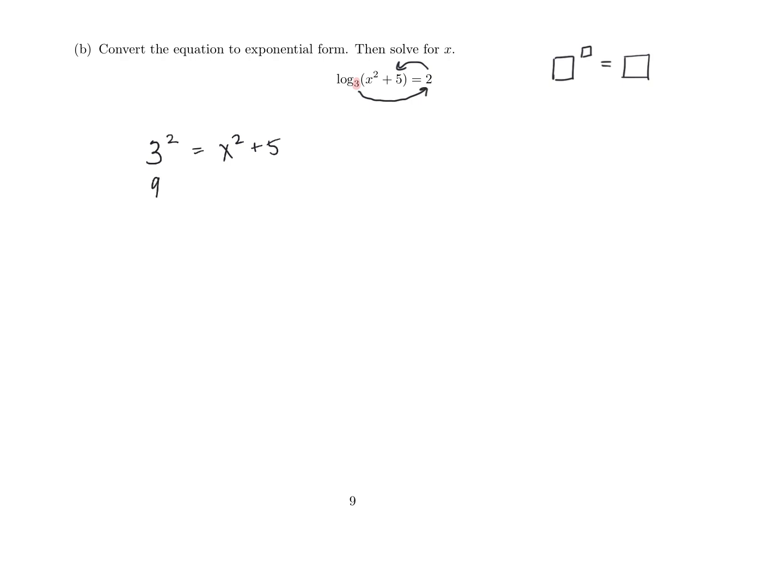So 3 squared is 9. I'm trying to get the x by itself, the x squared. So I'm going to subtract 5 from both sides. So this means x squared is equal to 4. I take the square root. Don't forget that if you put a square root in a problem, you have to put plus or minus. So x equals plus or minus 2.